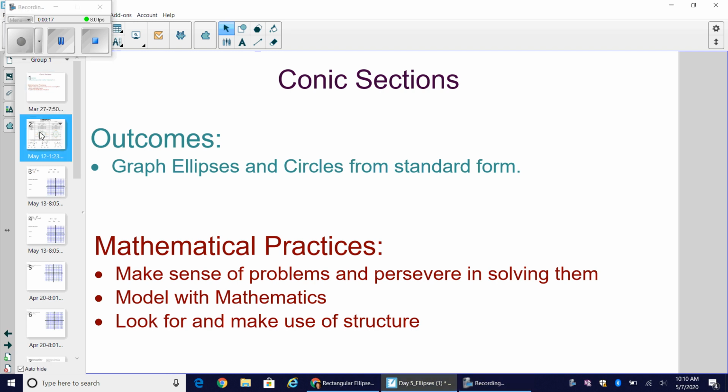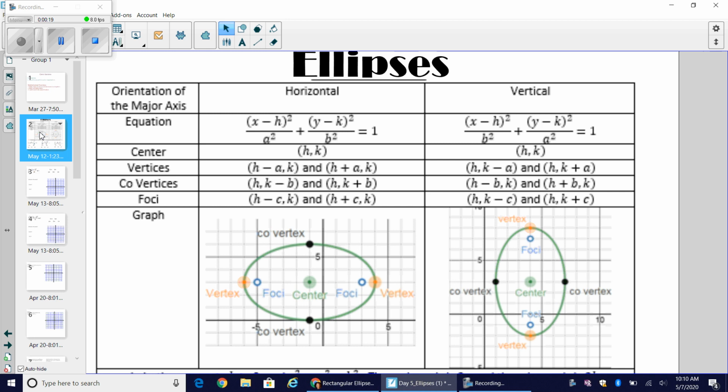So when we look at an ellipse, remember a circle is just a type of an ellipse, and I'll get to that a little bit more. You might see in your notes something that looks like this. And man, that is a lot to break down and it's a little confusing. So I'm going to try to take a different approach. I'm going to just show you how to do this as easy as possible.